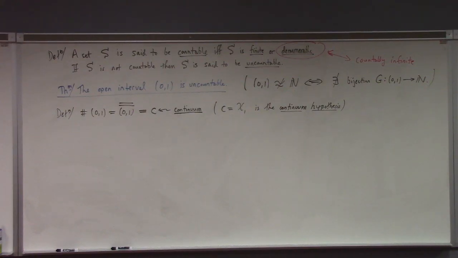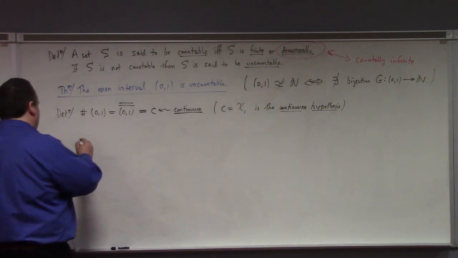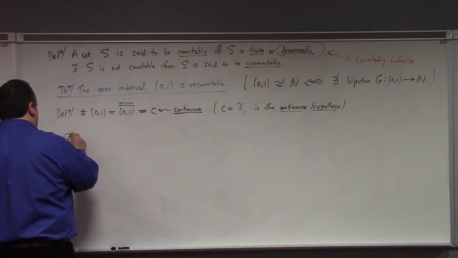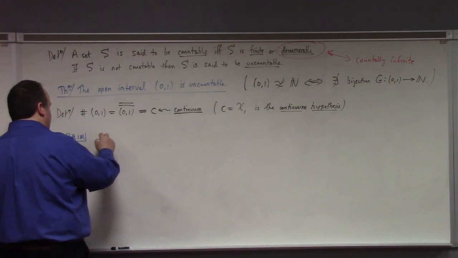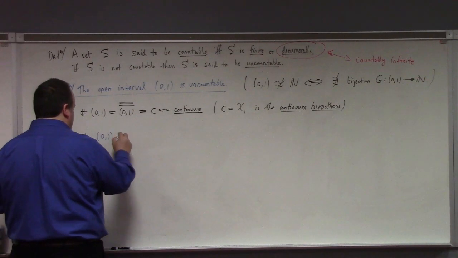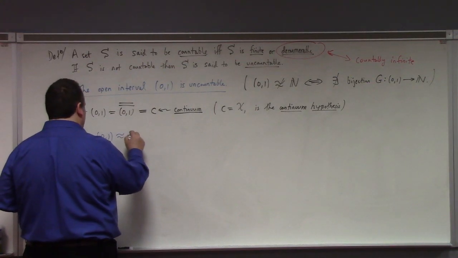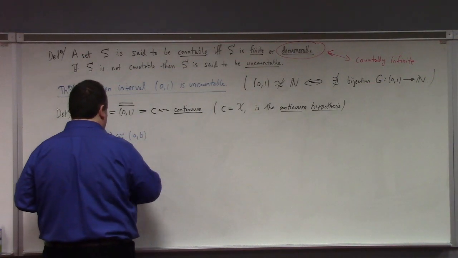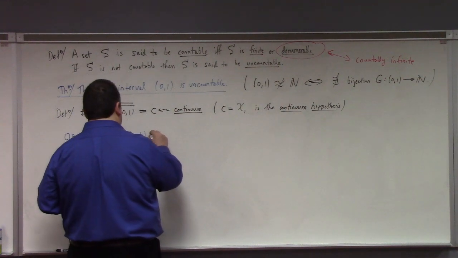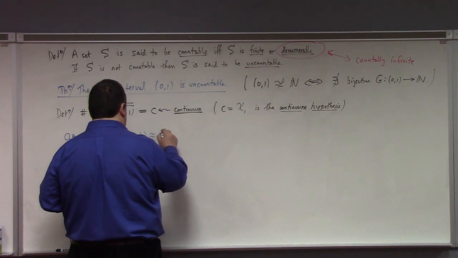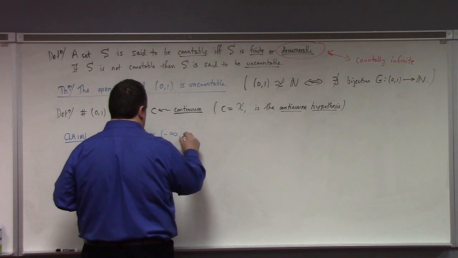Okay, anyway, I just claimed that, well, let me make a claim, and then I'll try to back up the claim with some mappings. (0,1) is equivalent to (a,b), and this is in fact equivalent to (minus infinity, infinity).